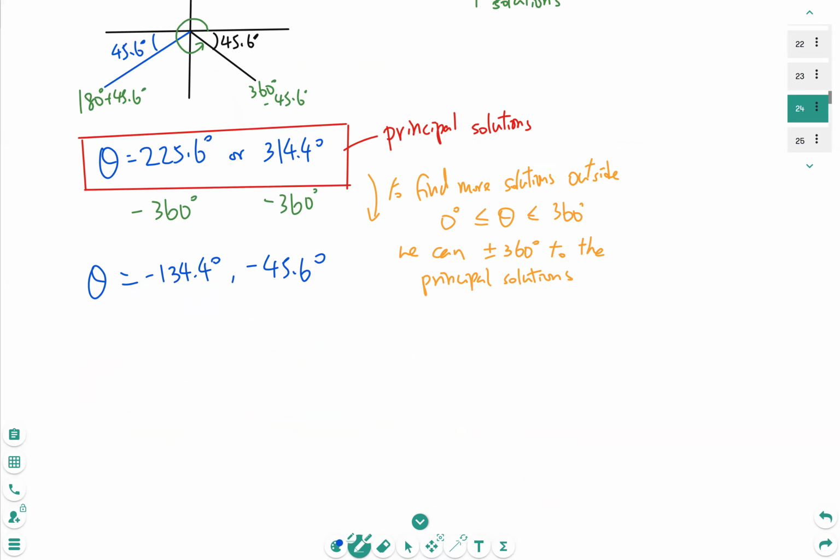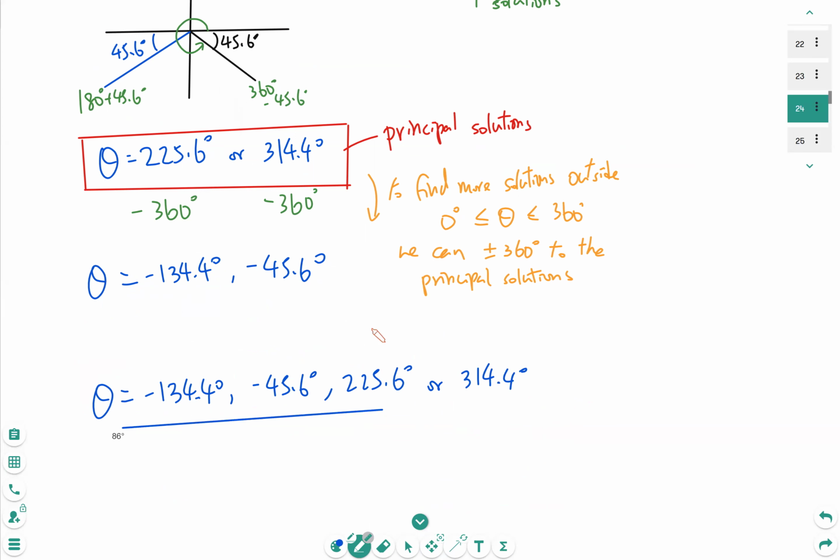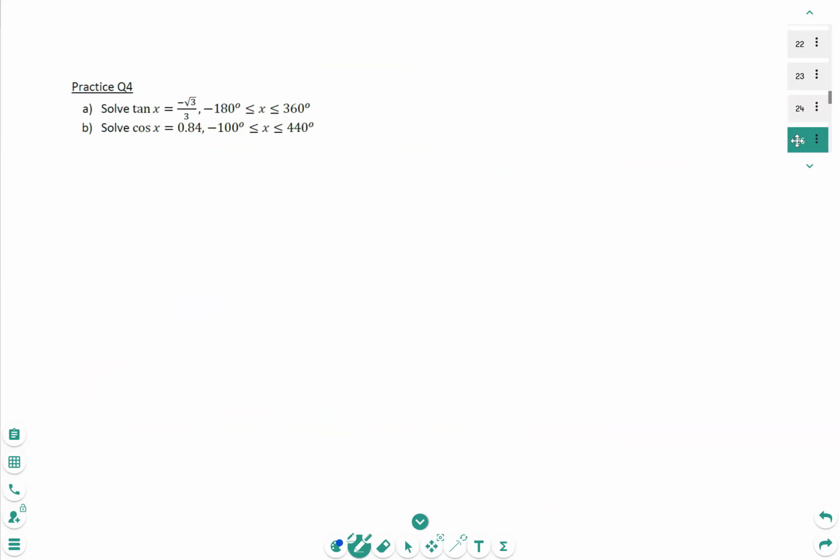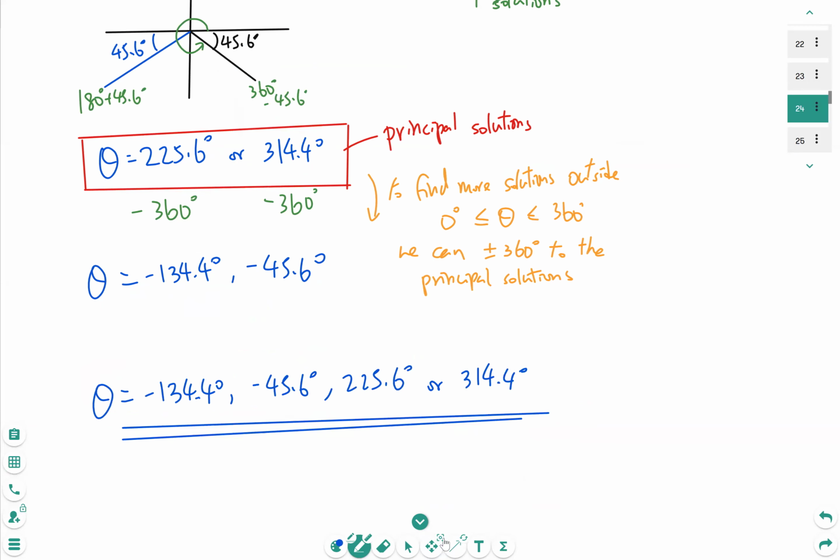So therefore, theta, we'll write its final answer. Theta equals minus 134.4, minus 45.6, 225.6°, or 314.4°. So these are the four solutions. And that's it for this question. If you're happy with this, all right.